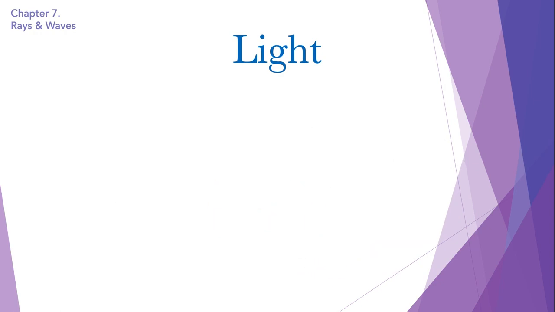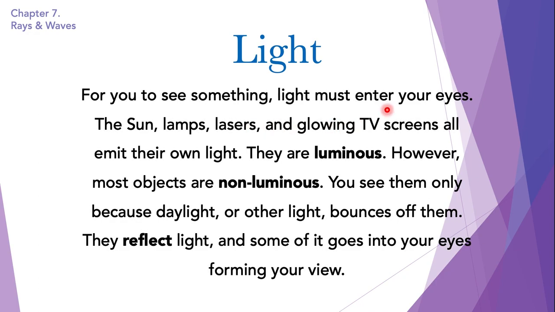For you to see something, light must enter your eyes. So the sun, lamps, lasers and glowing TV screens all emit their own light. These things are luminous. By luminous we mean the materials that emit their own light, like lamps. They don't need any light to be reflected off of them for them to be seen. They emit their own light and so they are called luminous.